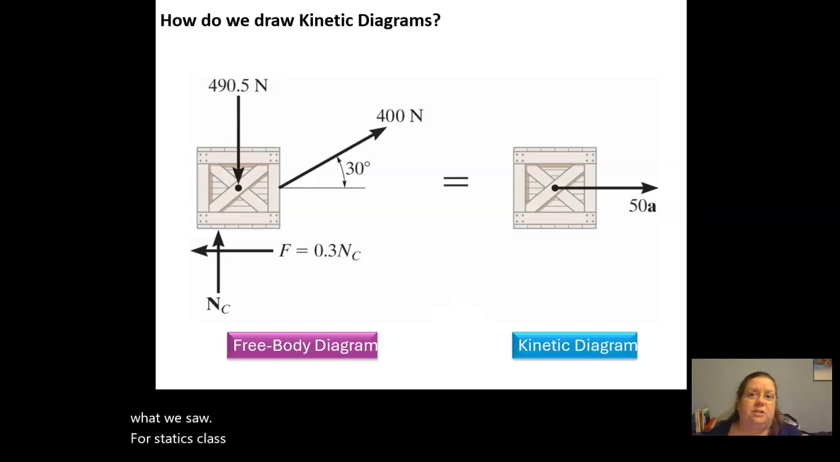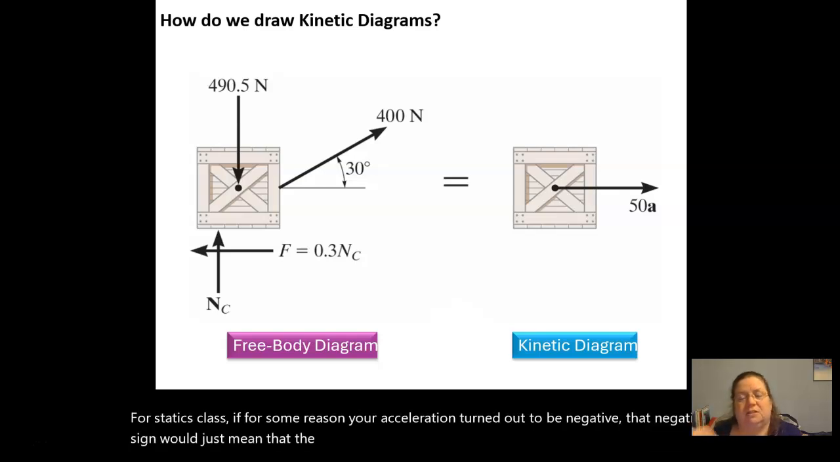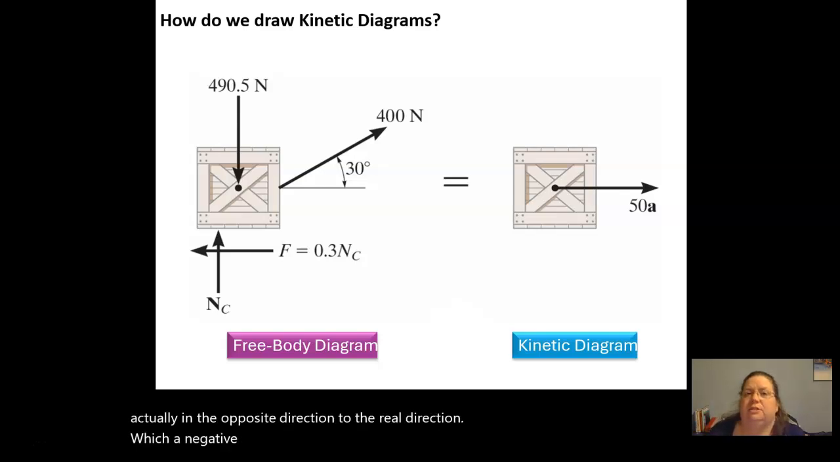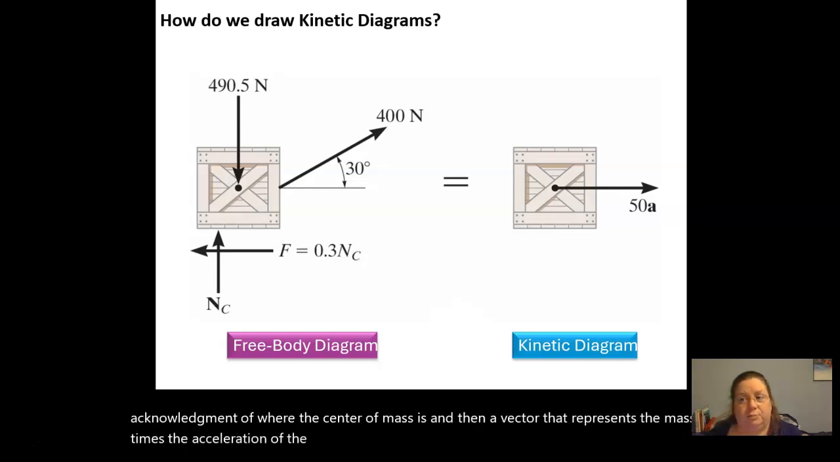If for some reason your acceleration turned out to be negative, that negative sign would just mean that the default direction that you chose in your kinetic diagram was actually opposite to the real direction, so the acceleration would be to the left. That's all I need, an acknowledgement of where the center of mass is, and then a vector that represents the mass times the acceleration of the object. You'll be required to do something similar to this for the assessment. Consider yourself warned.